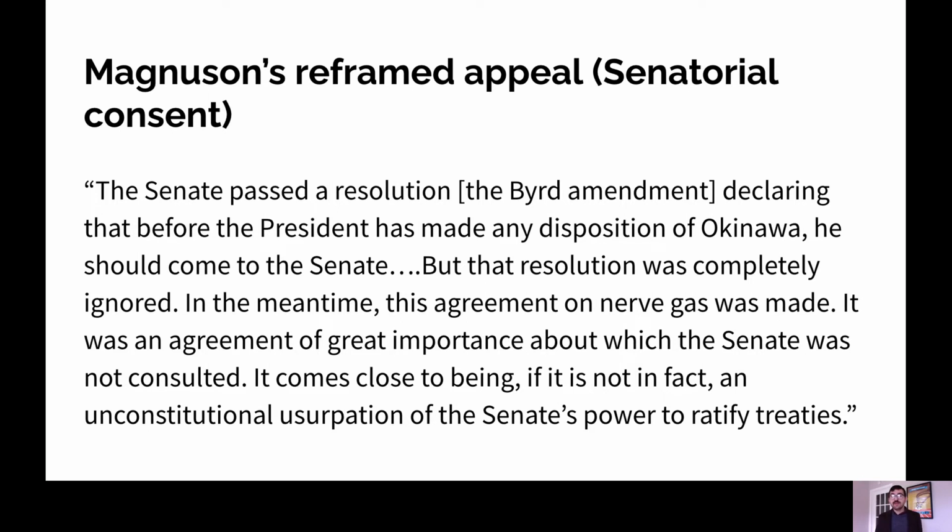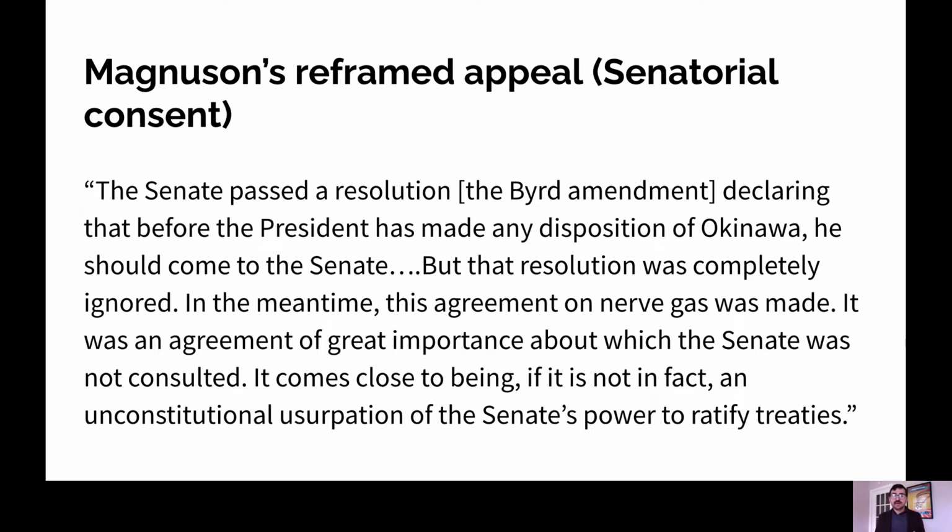So this is the way that he reframed his appeal when he proposed the Magnuson-Gravel Amendment. Now I want you to notice what's not in this language. He says the Senate passed a resolution, the Byrd Amendment, declaring that before the president has made any disposition of Okinawa, where the shells are being kept, he should come to the Senate. But that resolution was completely ignored.